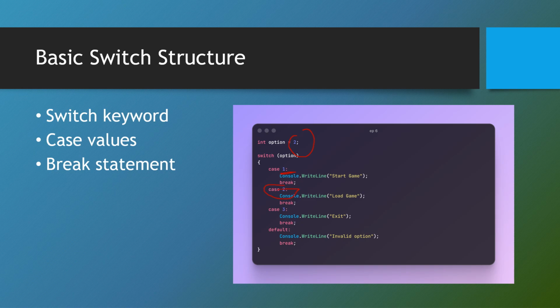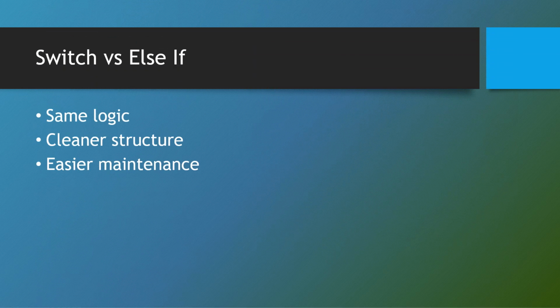Switch versus else-if, when switch is cleaner. Switch statements don't replace else-if. They solve a specific type of problem. If you're checking ranges like ages or scores, else-if is usually the better choice. But if you're checking exact values, such as menu options or commands, switch statements are often much cleaner. Choosing the right tool is part of becoming a good programmer.